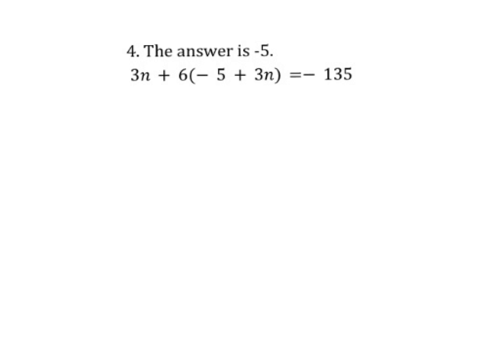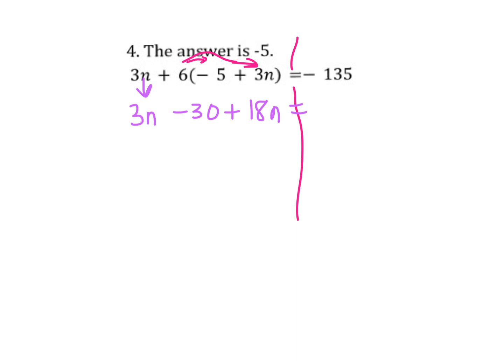Okay, getting a little longer problems now. Here's our equal sign. We do have a set of parentheses, so we want to distribute first. Okay, so 6 times -5 is -30, and 6 times a +3n is going to be 18n. Let's not forget to bring this 3n down in our equation. Okay, so that's our first step to clear the parentheses using the distributive property.